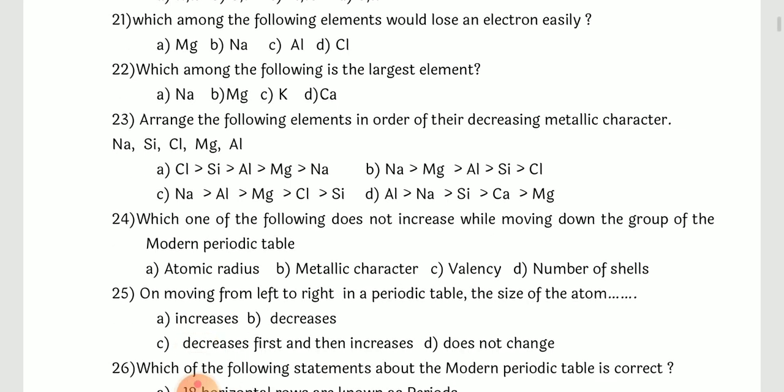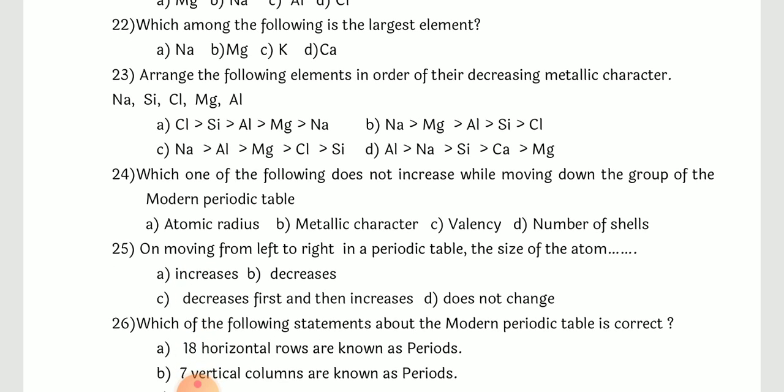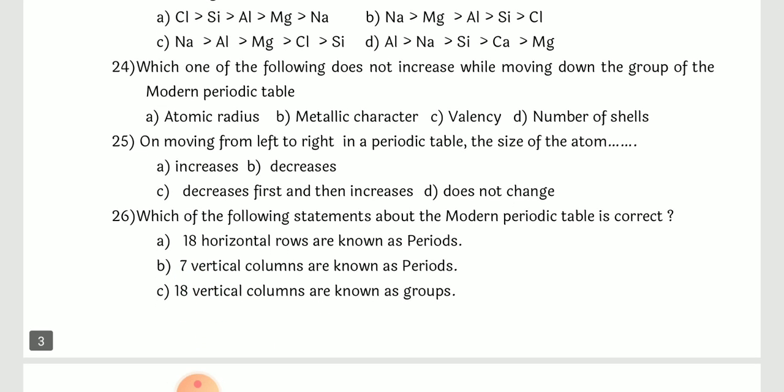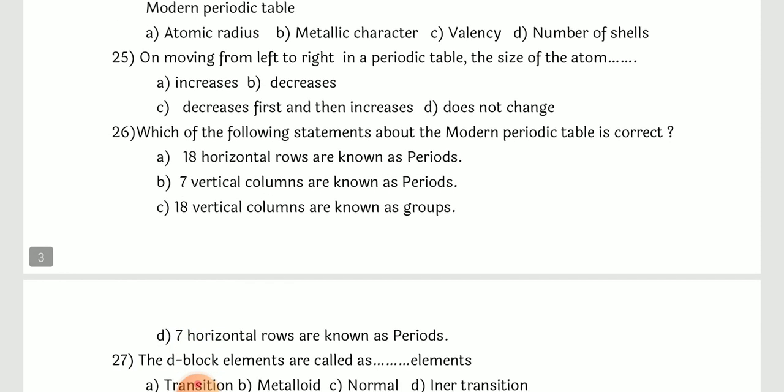Question number 24, which one of the following does not increase while moving down the group of the modern periodic table? Valency remains the same, all others increase. On moving from left to right in the periodic table, the size of the atom decreases. That is option B. Which of the following statements about the modern periodic table is correct? Statements they have asked, so it is option C and D.